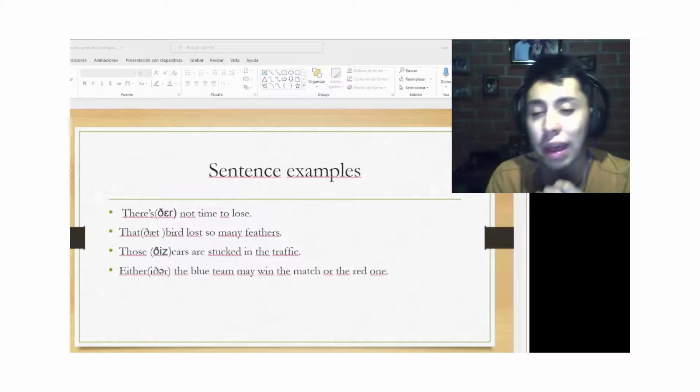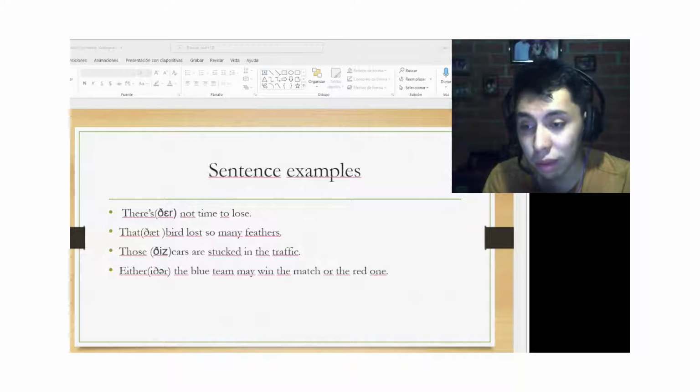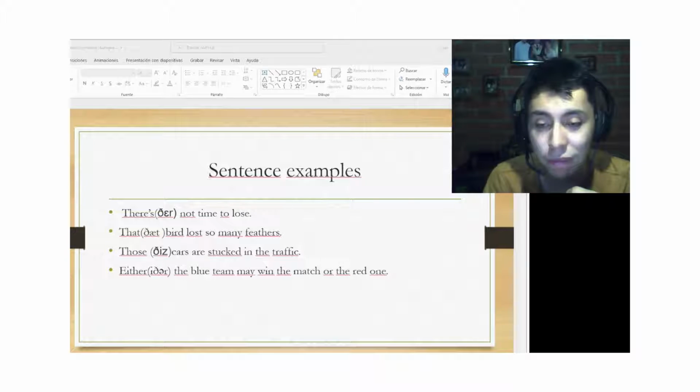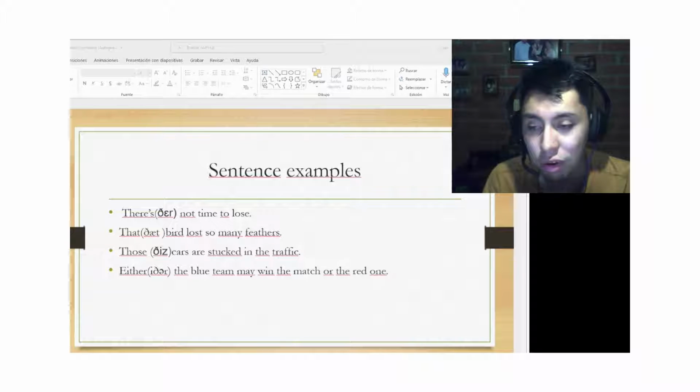We have some sentence examples. For example, there's no time to lose. It's a very good sentence to practice your pronunciation. We have this one: that bird lost so many feathers. We have the other one: those cars are stuck in the traffic. And now we have the other example: either the blue team may win the match or the red one.